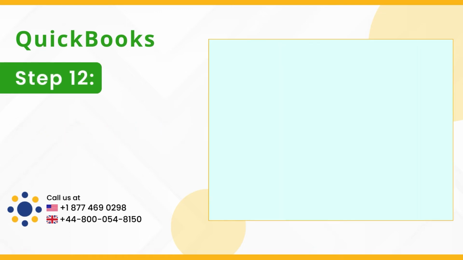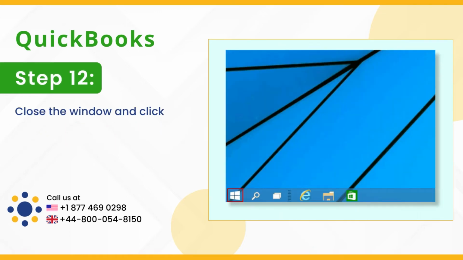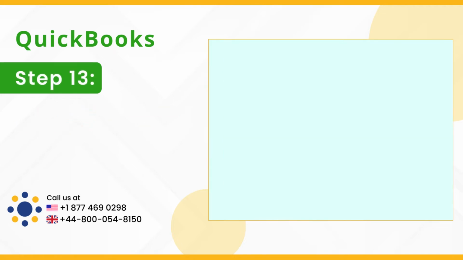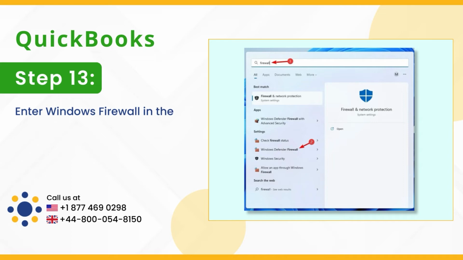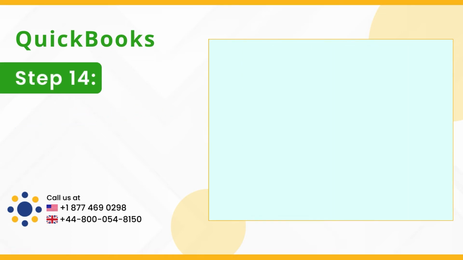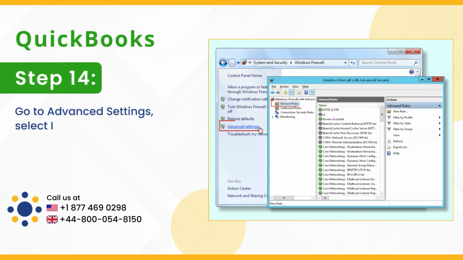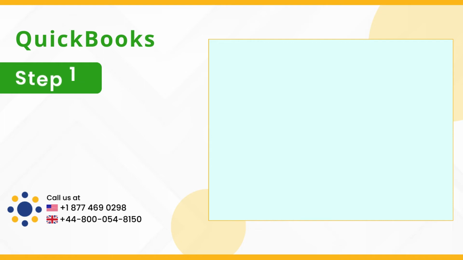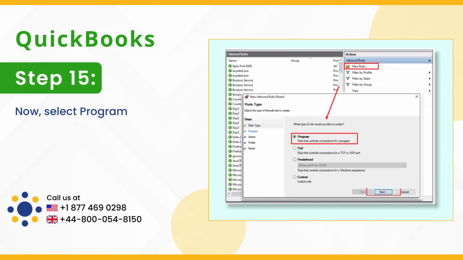Step 12. Close the window and click on the Windows Start menu. Step 13. Enter Windows Firewall in the search bar and open it. Step 14. Go to Advanced Settings, select Inbound Rule and then New Rule. Step 15. Now, select Program and then Next.